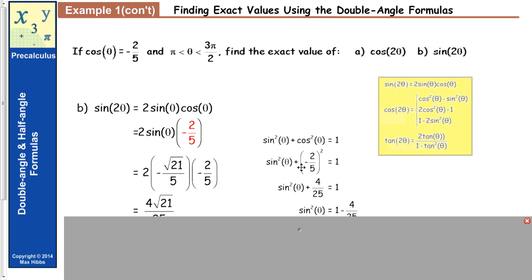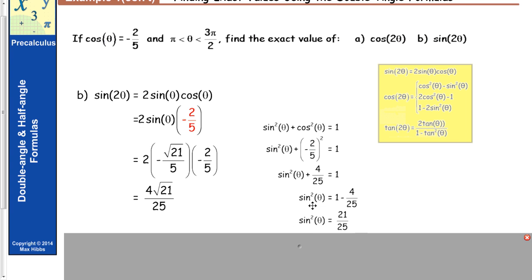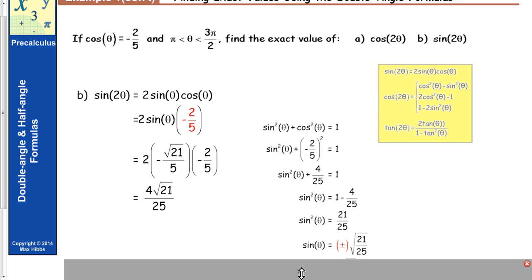Well, what I've done is I've replaced cosine of theta with negative 2/5 and then done that squaring. So I got positive 4 over 25 there. So I've got sine squared theta plus 4 over 25 is 1. And so, of course, the next thing I'm doing here is I'm subtracting 4 over 25 from both sides. So I have sine squared theta is equal to 1 minus 4 over 25. This looks familiar. I mean, we've done this kind of thing before, haven't we?